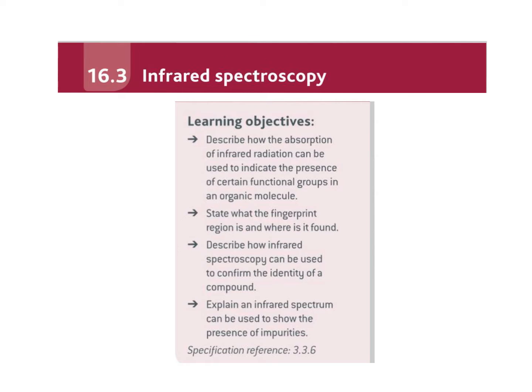So, the learning objectives for this unit, as stated here, are to describe how the absorption of infrared radiation can be used to indicate the presence of certain functional groups. That means, as well as your test tube reactions, you need to be able to use this analytical technique to identify the presence of certain functional groups in your organic molecules.